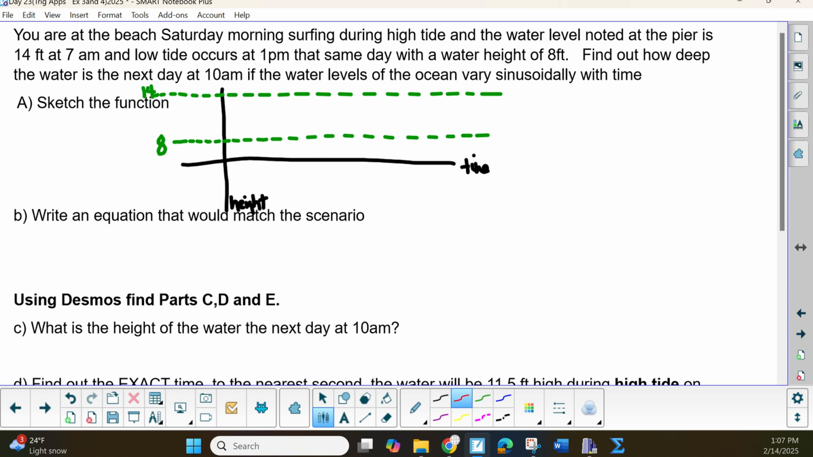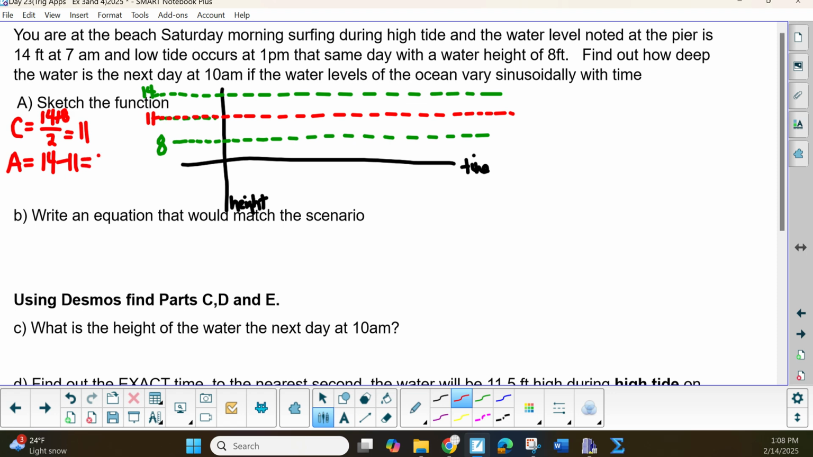Knowing that, I should be able to find out where my sinusoidal axis is. My sinusoidal axis is going to give me my C value. So my C value is going to be 14 plus 8 divided by 2, and that will give me 11 for my sinusoidal axis. My A value then is going to be 14 minus 11, which gives me 3, and that makes sense. Between 11 and 8 is also 3. So I got the A, I got the C.